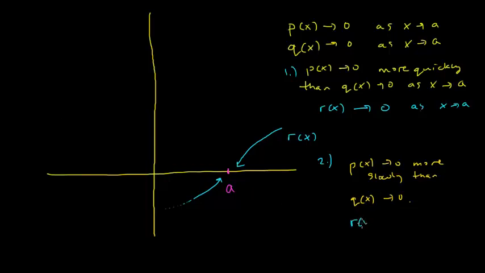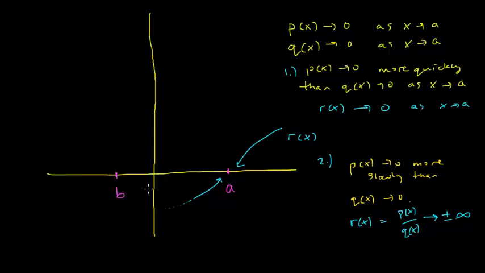So r of x, which is p of x over q of x, and the denominator is getting smaller more quickly than the numerator. So you're taking numbers and dividing them by smaller and smaller numbers. And so this whole thing should go to either positive or negative infinity, because you're dividing by small numbers, so the whole result is going to be really, really big. So let's take a look, and let's give ourselves another point to look at here.